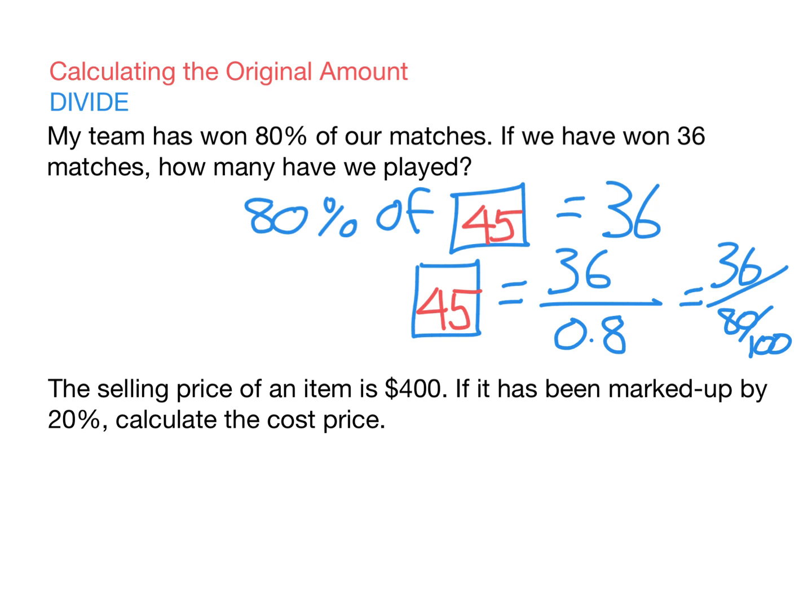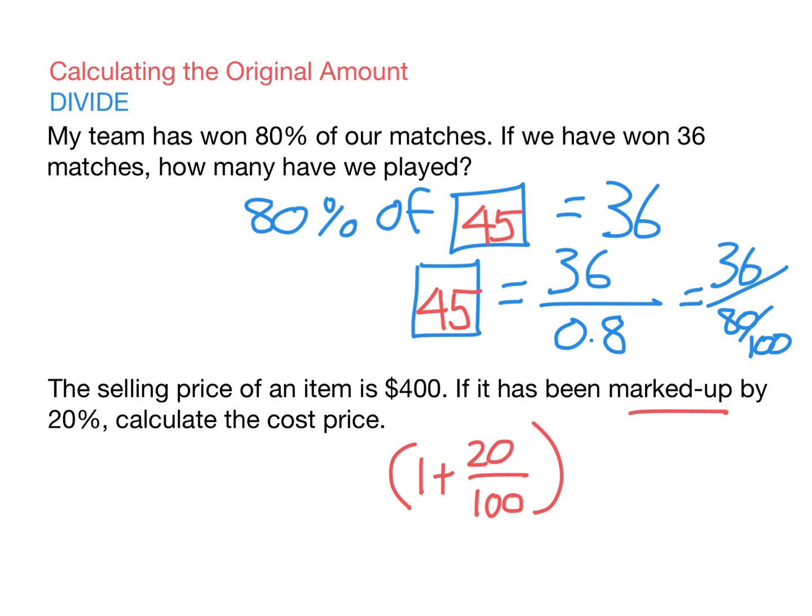All right, let's try another example. The selling price of an item is 400. It's been marked up by 20%. Calculate the cost price. Remember that when we mark up or increase a quantity by a percent, we times by 1 plus r over 100. So to increase by 20%, we times by 1 plus 20 over 100. But because we're finding the original amount here, we're going to divide.